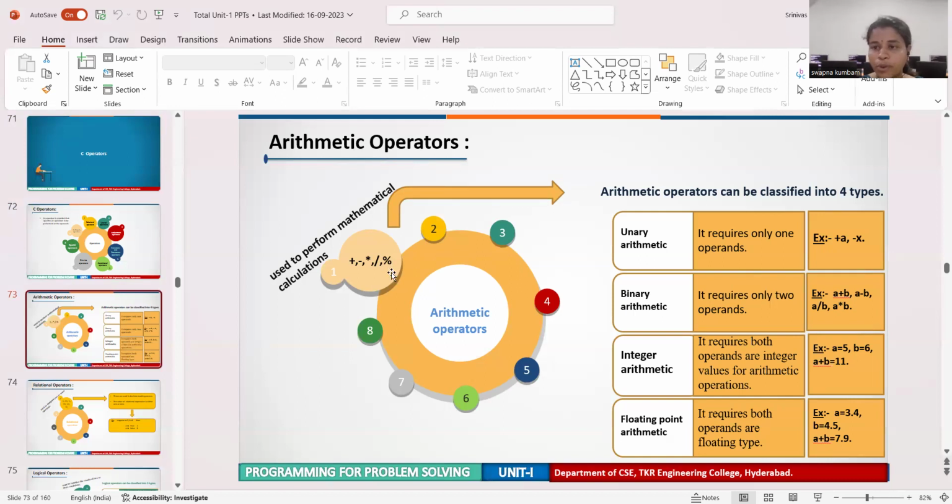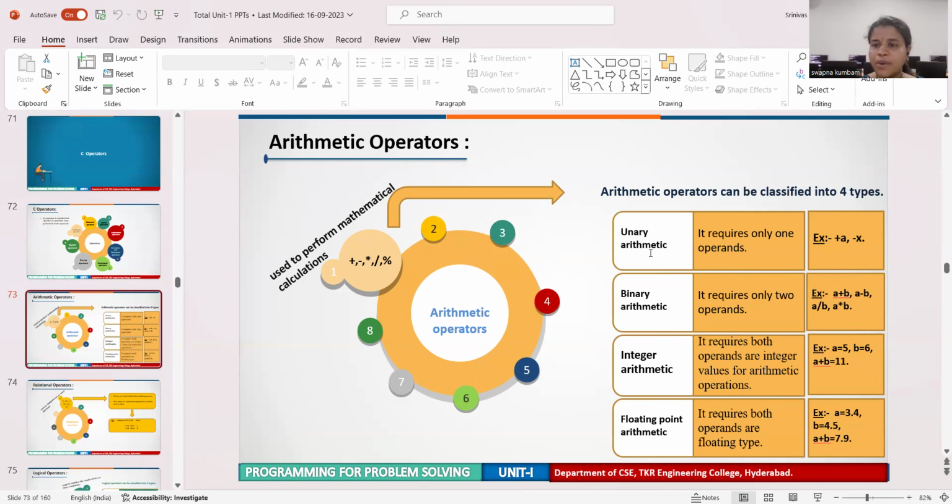Whenever we perform a division, you get the quotient as the answer, but when you use the modulus symbol, it gives the remainder as the output. So these are the arithmetic operators available. These arithmetic operators are again classified into four types: unary, binary, integer, and floating point.